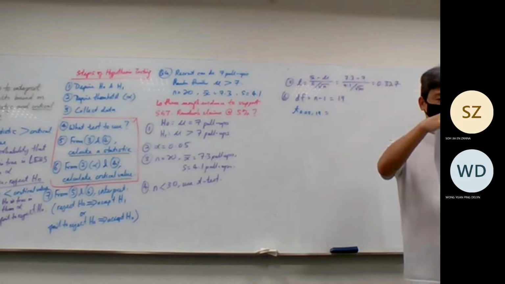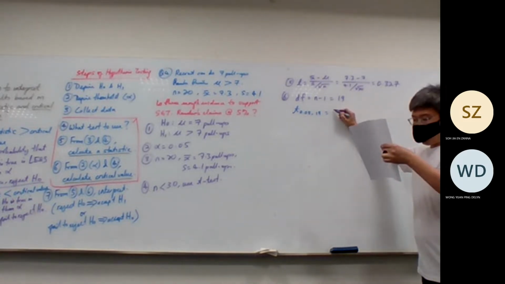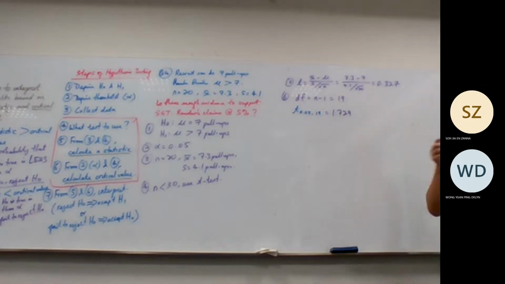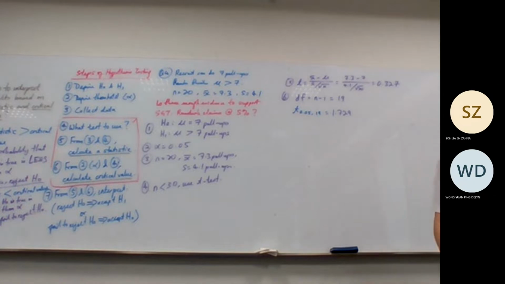So you go to row number 19 and you get 1.729. Okay. So it only gives the regular alpha values for you.